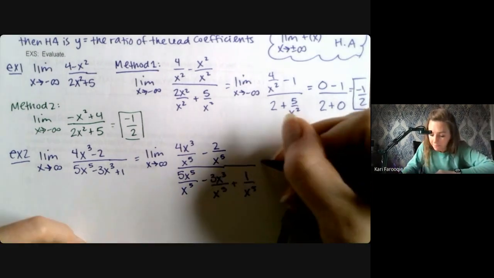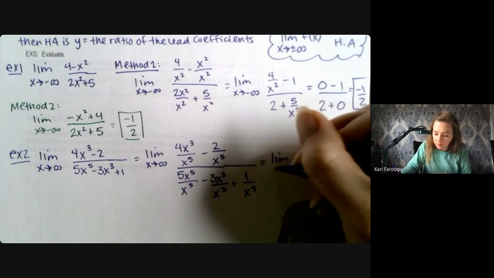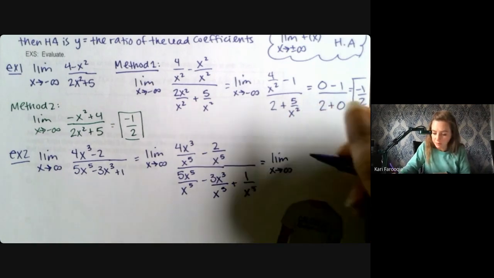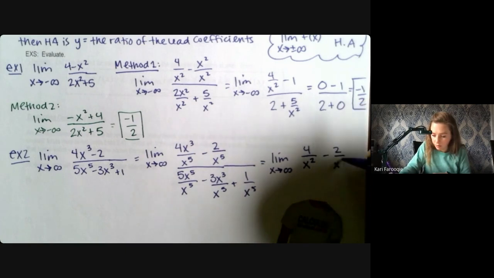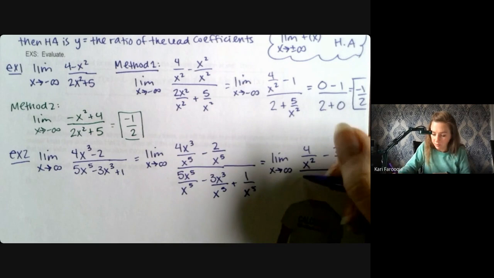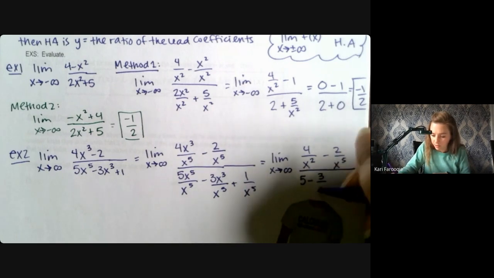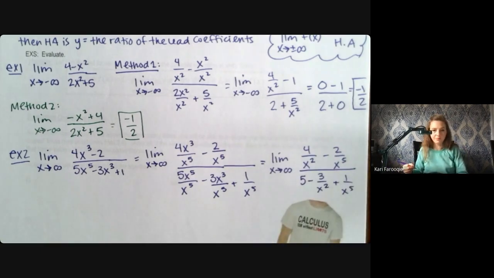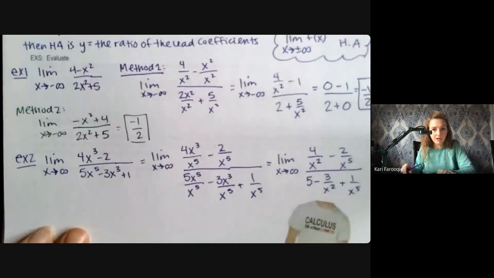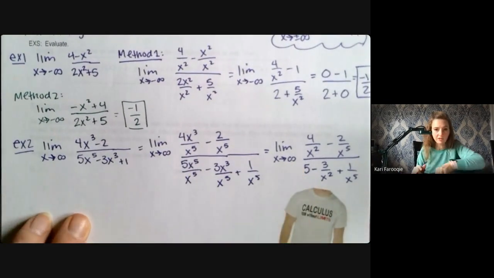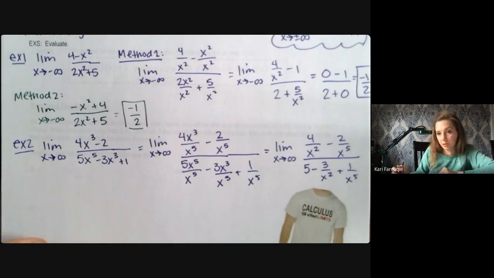So now we'll simplify. This becomes the limit as x approaches infinity of 4 over x squared minus 2 over x to the 5th, divided by 5 minus 3 over x squared plus 1 over x to the 5th. And now you can use this rule again repeatedly when we have a constant in the numerator and x to the nth in the denominator. Assuming x is heading to plus or minus infinity, we can get those terms to zero out.